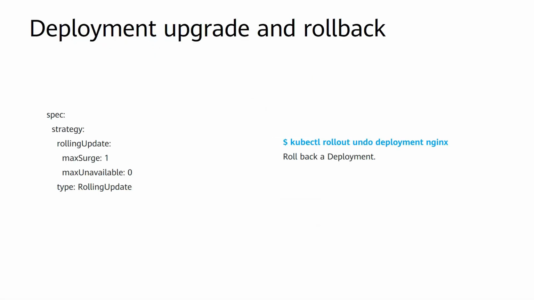There are some parameters you can configure to upgrade a deployment. Back to the YAML file. There is a strategy in the spec, which specifies the upgrade policy. The strategy has a type, indicating the upgrade mode. The first type is rolling update. In this mode, Kubernetes creates a new pod and then removes the old one. It keeps repeating this process until all your objects are upgraded.